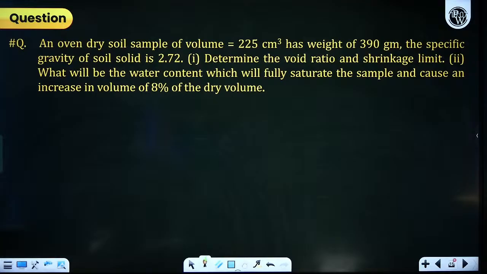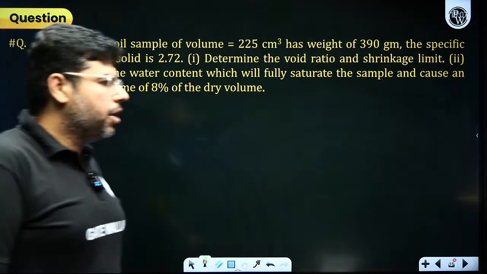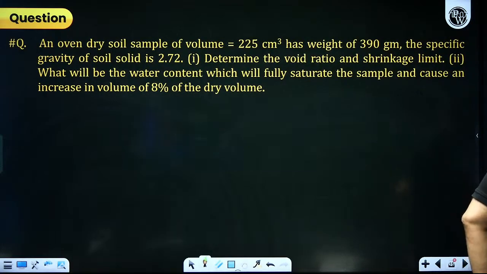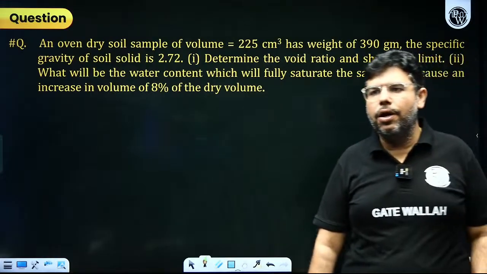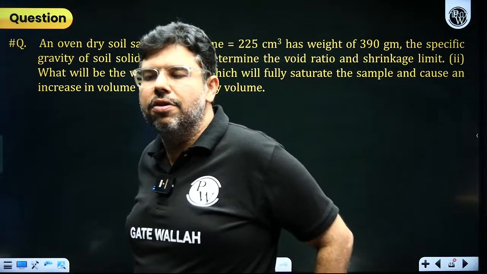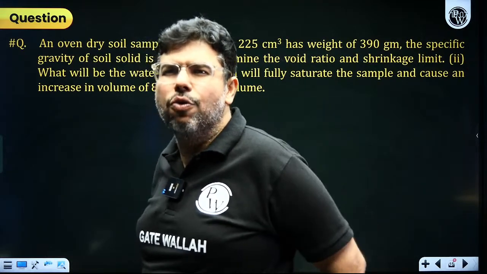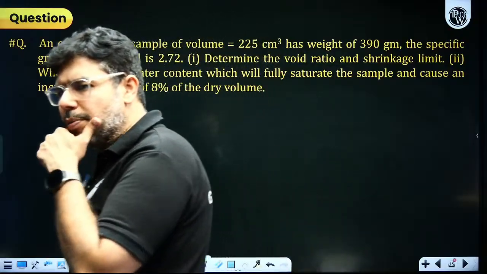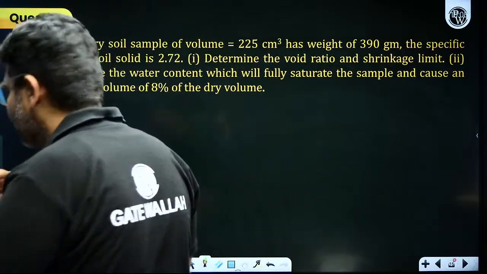Done. Shrinkage limit is coming out to be 20%. Let me check. No, your answer seems wrong. Void ratio is correct, but your other answers are wrong, I guess. Anyways, shrinkage limit is 20.93%. 20.93% is the correct answer. You have given 0.20. 0.20 seems okay, but 20.93% would be the more accurate answer.